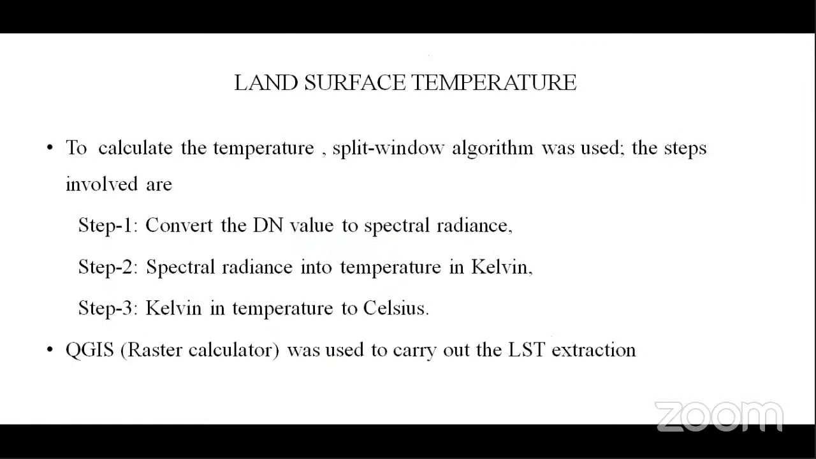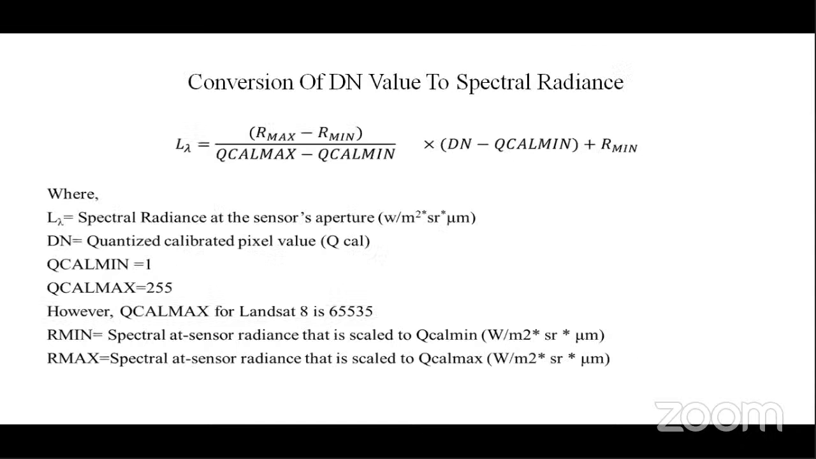LST is the temperature at the interface between the Earth's surface and its atmosphere. To calculate the temperatures, the Pitwin algorithm was used, and by using the QGIS SATSIR calculator, we have done the LST extraction. So satellite-based thermal data is directly linked to the LST through the radiative transfer equation. This is the equation for conversion of DN values to spectral radiance: L lambda equals (R maximum minus R minimum) divided by (Q cal maximum minus Q cal minimum), multiplied by DN minus Q cal minimum, plus R minimum. That is nothing but the spectral sensor radiance that is scaled to that particular temperature.